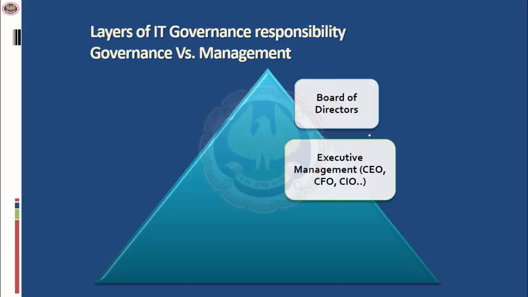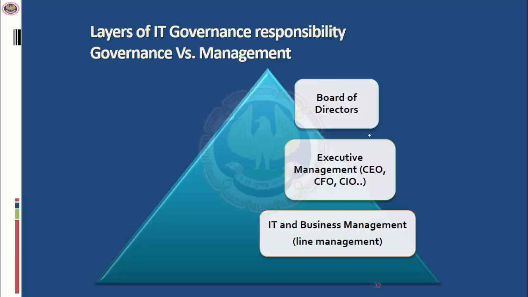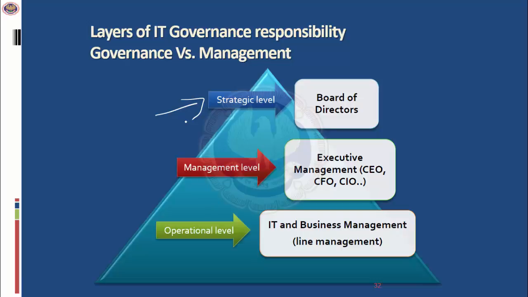You have the board of directors, you have the executive management, and you have the IT and the business management. The board of directors are responsible at the strategic level, and this is what governance is primarily all about. The executive management is also responsible for governance at some particular level or layer, and to some extent. The IT and business management mostly operate at the operational level.